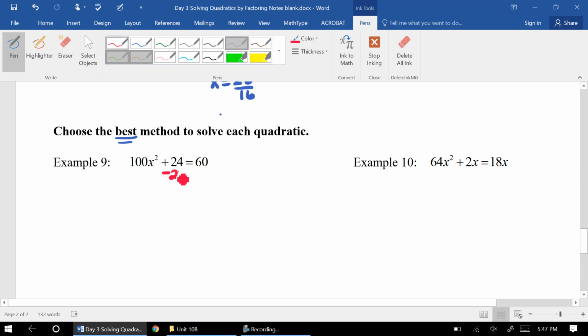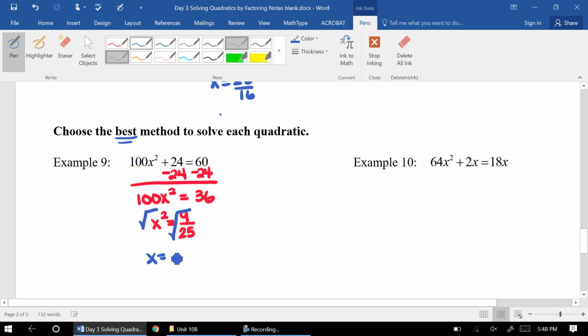So I'm going to subtract 24 from both sides, giving me 100 x squared equals 36. I'm then going to divide by 100. And if you use your calculator to do the division, I'm certainly not going to get upset about that. And that's going to give me 9 over 25. And now I'm going to take the square root. And the square root of 9 is 3. The square root of 25 is 5. Don't forget plus or minus. So my solution here is plus or minus 3/5.